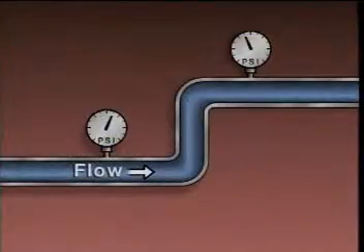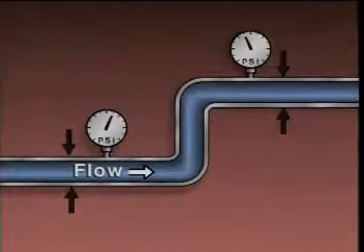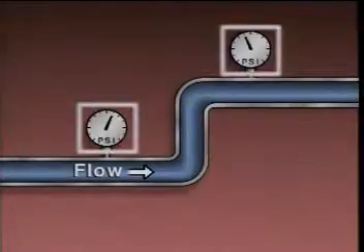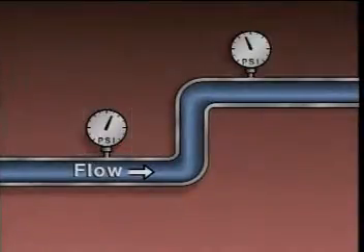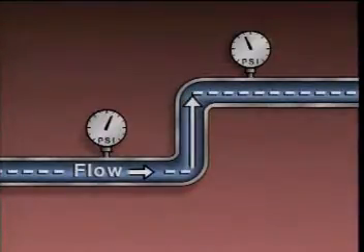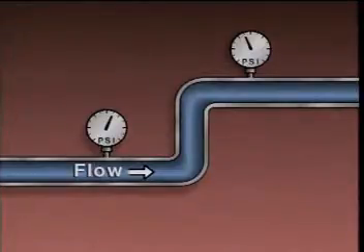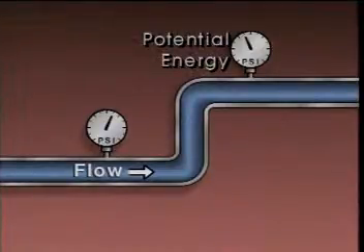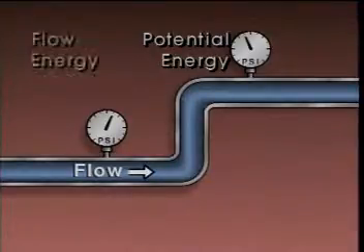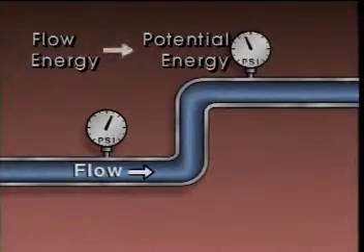For example, here's a section of piping in which two pressure gauges are situated at different elevations. The flow area of the pipe at the two gauges is the same, but the pressures being indicated by the gauges are different. In this section of piping, the decrease in pressure results from an increase in elevation. As we said earlier, the energy related to the position or elevation of a fluid is potential energy, and the energy related to the pressures on the fluid is flow energy. So the energy conversion that's taking place in this section of piping is a conversion of flow energy to potential energy.